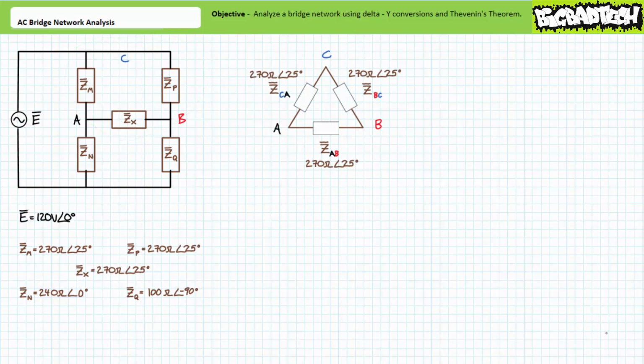If we added a third node C to the top of our delta configuration and zoomed in on just our delta configuration, delta impedance element ZAB is in fact element Zx between nodes A and B.